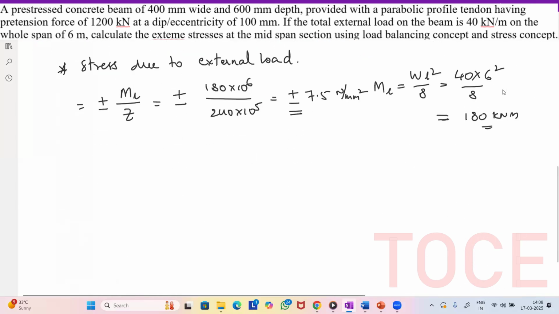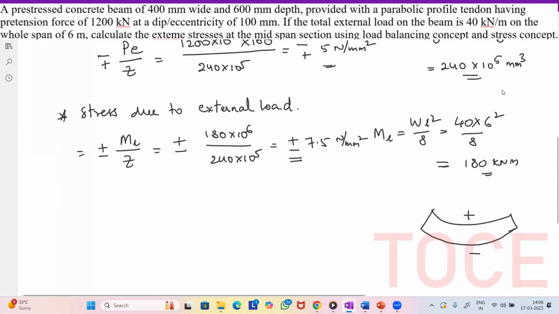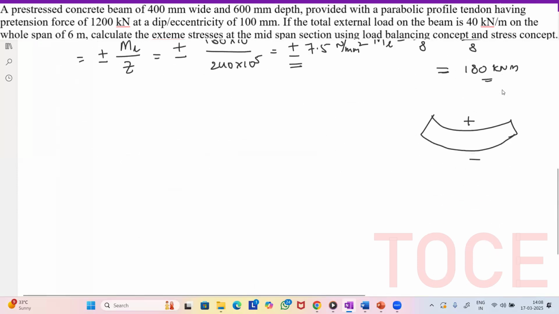So it will have a sagging bending. Due to the external load, it will bend like this. So in this case, above the neutral axis it will be positive, and below the neutral axis it will be negative. So this is due to the external load, only due to the external load. Okay. So now we got all the stresses. Now for these stresses, let us draw the stress distribution diagram.